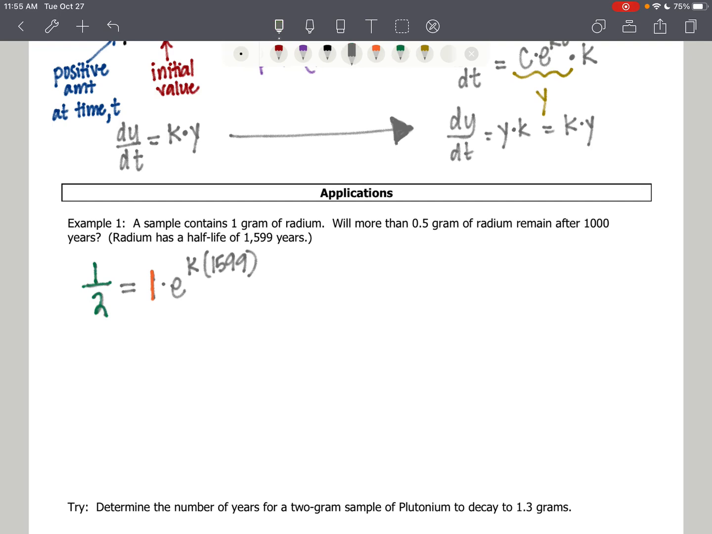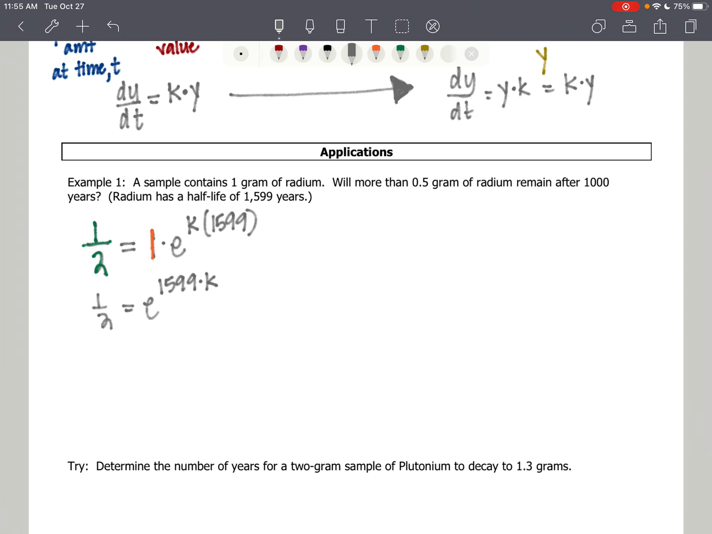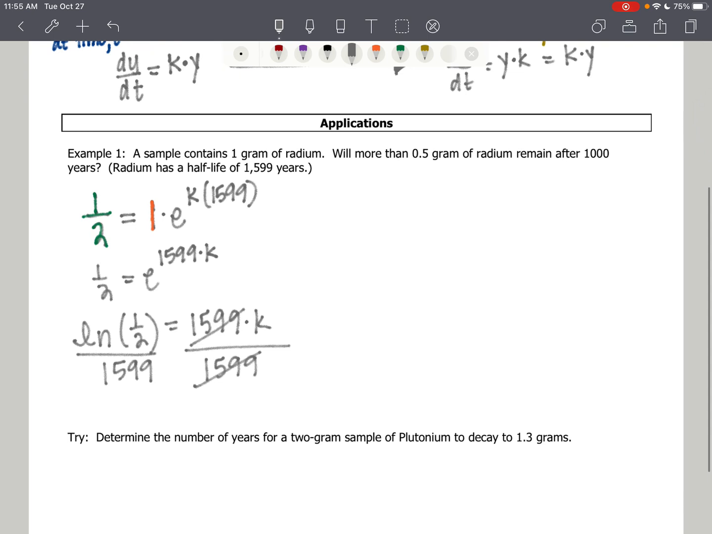1,599 years later. It's a very long time. 1/2 equals e to the 1599 times k. I'm going to rewrite this in log form. So I've got log base e of 1/2 equals the exponent 1599 times k. I'm going to divide both sides by 1599, and the constant of proportionality for this problem, k, is equal to the natural log of 0.5, which I'm going to write as a decimal because I've run out of room, divided by 1599.